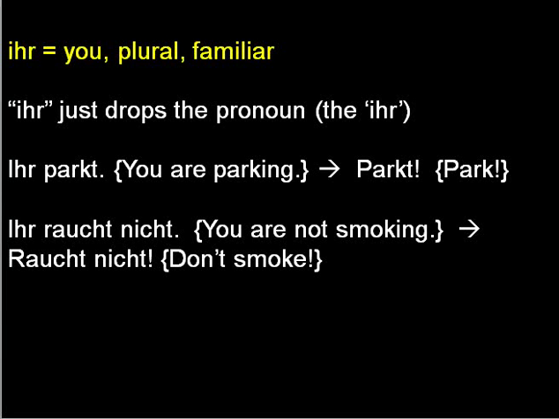The second example, talking to more than one person: ihr raucht nicht, so you are not smoking, or you two people don't smoke, and that would change to raucht nicht. So, don't smoke. You just get rid of the ihr. Those two forms are pretty simple. Hopefully you'll be able to remember those pretty easily. The next form, the du form, is a bit trickier because as always with German verbs, there are some regular and irregular ones. That makes things a bit interesting.